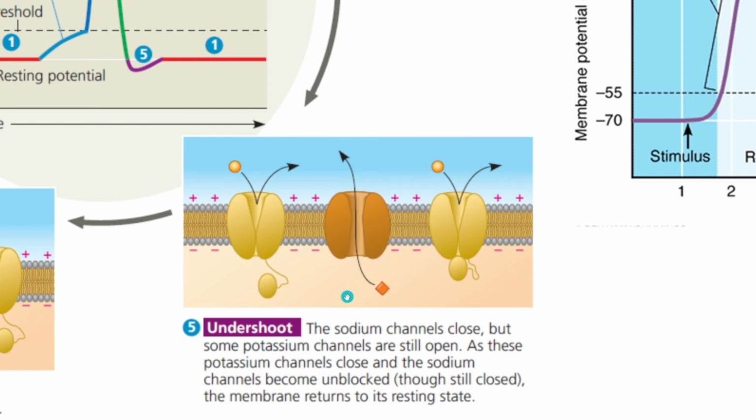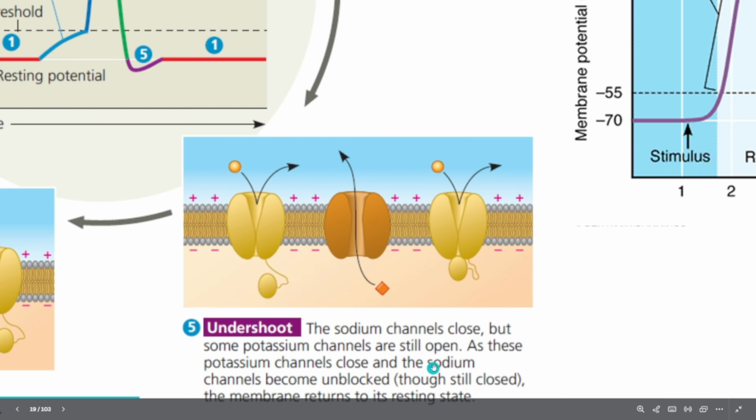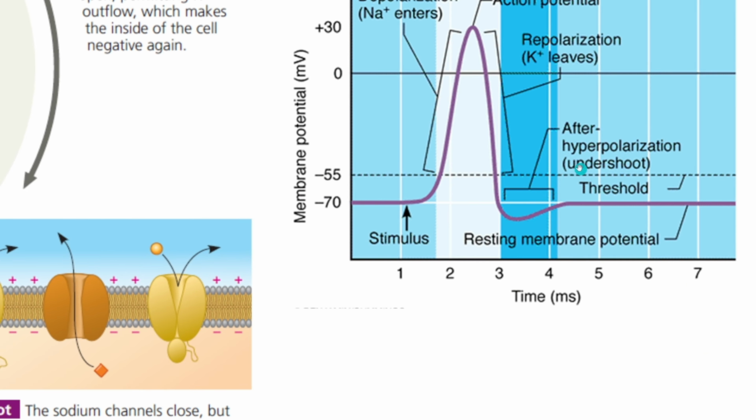So in the undershoot level, what is happening is that the voltage-gated sodium ion channel is still closed, but potassium is still open. So all the remaining potassium ions efflux out of the cell. As the potassium ion channel closes and the sodium channel becomes unblocked, the membrane returns to its resting state. And this is the process we call after-hyperpolarization.